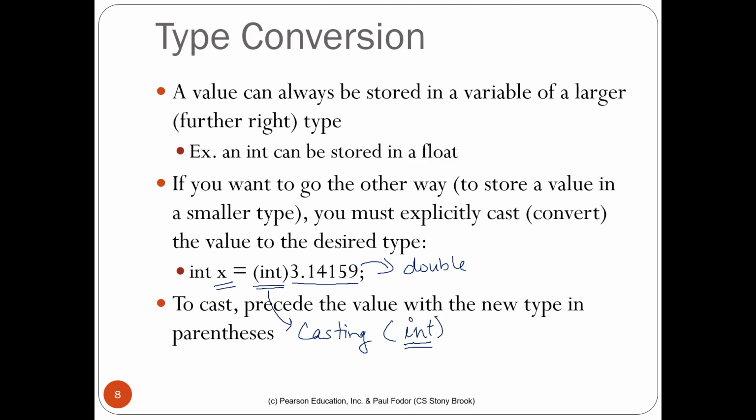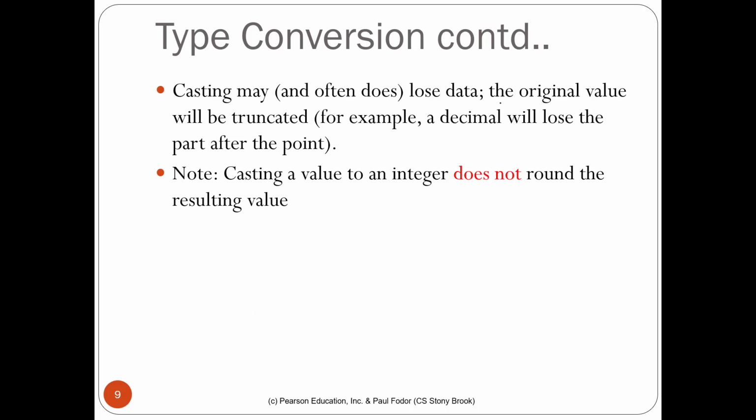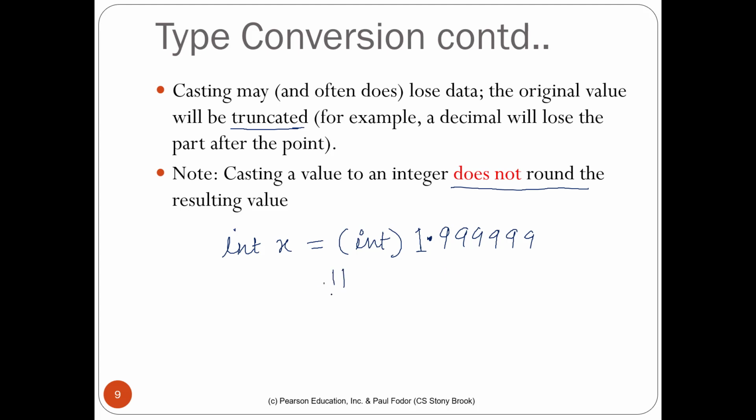Now the most important thing that you need to keep in mind is that whenever you cast, the casting will result in truncation. It never results in rounding. So it will never round it. As an example, say you have an integer x, and you are casting 1.999999. This is not rounding. If you did rounding, you should get 2, but that is not how casting works. The result of this will be truncation.